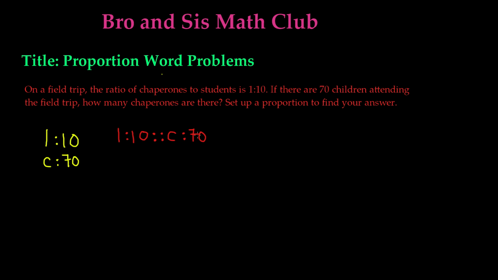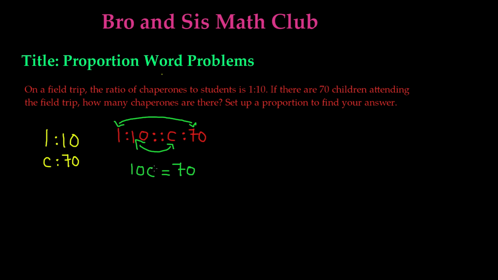Now in order to find the value of C, we can multiply the outer numbers, which are 1 and 70, by each other, and then the inner numbers, which are 10 and C, by each other. So if we multiply 1 times 70, and then 10 times C, we know that 10 times C is 10C, is equal to, and then 1 times 70 is 70.